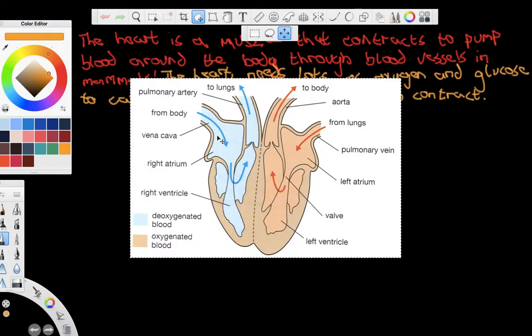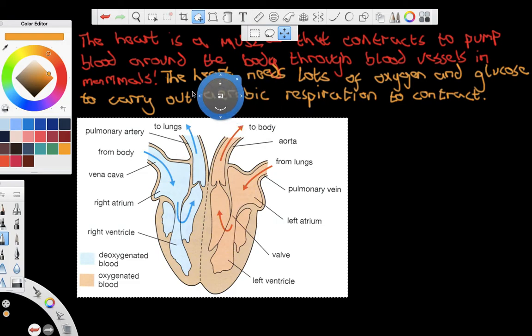So on the PowerPoint, you have got an image that looks like this. This image is very, very important. You need to be able to label a blank version of this heart. From memory, for a grade 4, you need to be able to label this as the vena cava, you need to be able to label this as the right atrium, the right ventricle, the left atria, the pulmonary vein, and so on and so forth. You need to be able to label this diagram from memory.